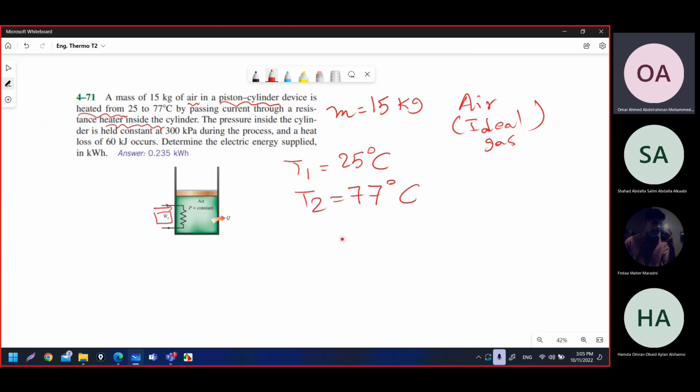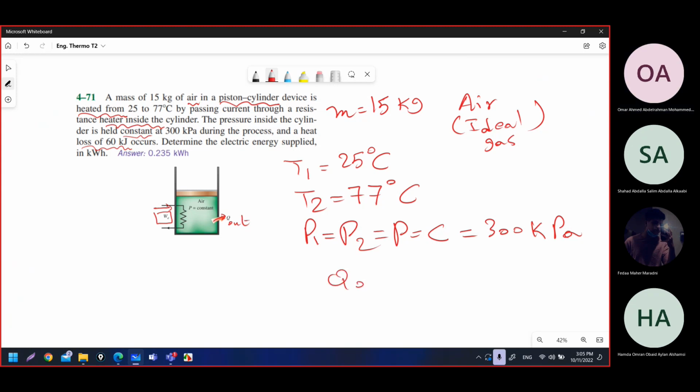The pressure inside the cylinder is held constant. So my pressure P1 is equal to P2. In general, it is equal to P, and it is constant, and it is equal to 300 kilopascal, okay? During this process, there is a heat loss of 60 kilojoule. So I have heat loss, so it is Q out, and it is capital Q because it is in kilojoule, so it is equal to 60 kilojoule.